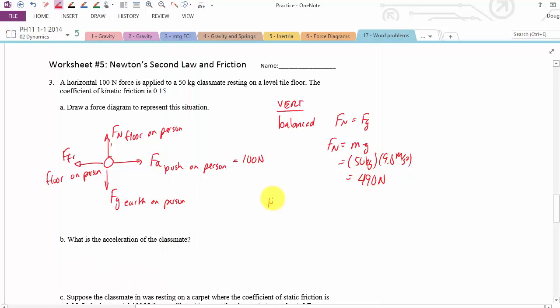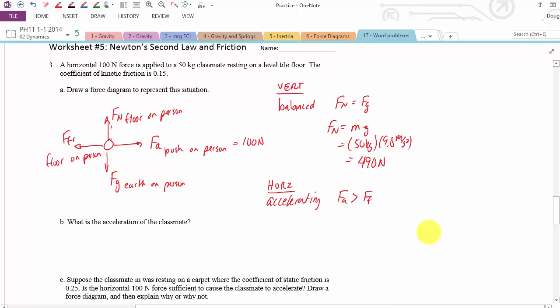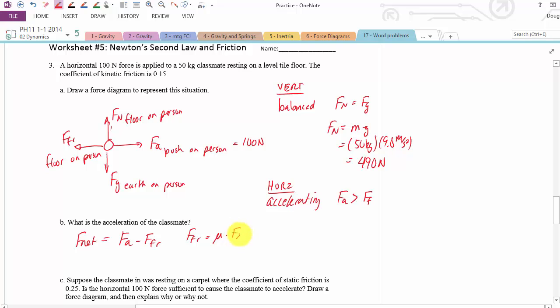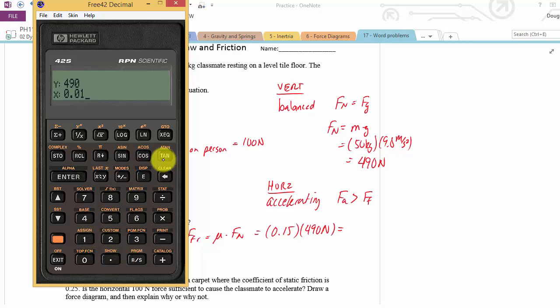Okay, and then horizontally, it's accelerating, and Fa is greater than the force of friction. He wants to know the acceleration of the classmate. So F net is equal to Fa minus force of friction. Force of friction is mu Fn, which is 0.15 times 490 newtons, which is 73.5 newtons.